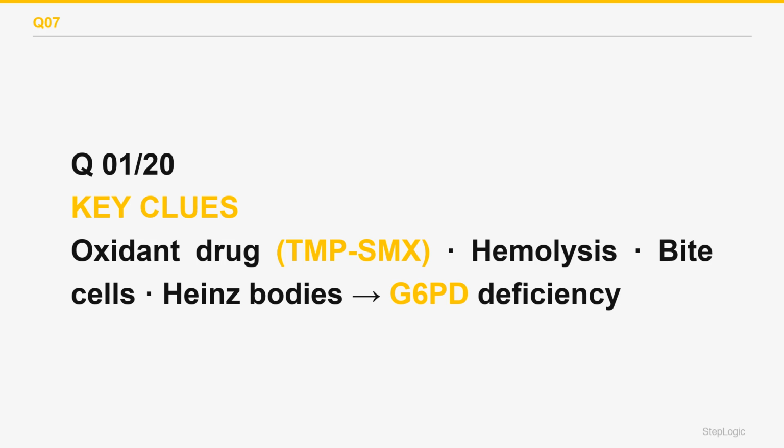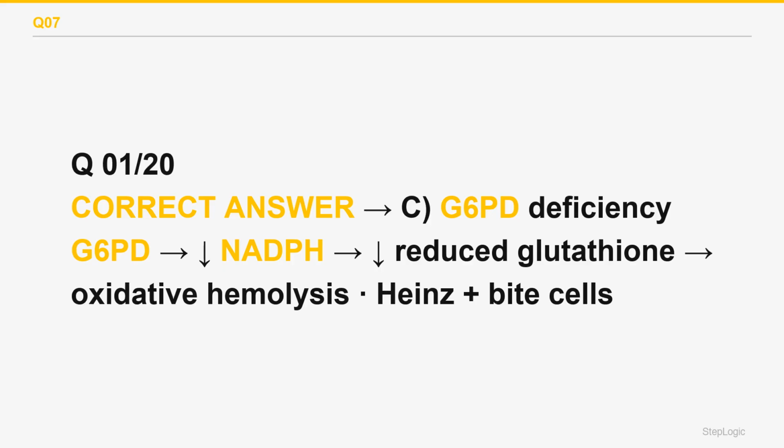When G6PD is deficient and the cell is hit with an oxidant, sulfa drugs, antimalarials, fava beans, or infection, the red cells cannot regenerate glutathione. Hemoglobin oxidizes and precipitates as Heinz bodies, and splenic macrophages bite out those inclusions, creating bite cells. The result is an episodic oxidant-triggered hemolytic anemia. The correct answer is C.